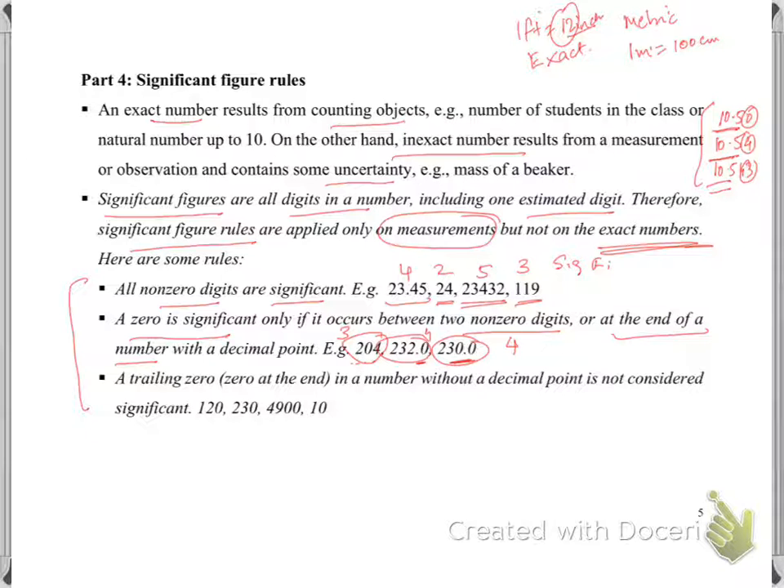A trailing 0, again, the 0 at the end is not significant if there is no decimal in the number. This is a trailing 0, trailing 0, trailing 0, trailing 0. They are not significant because there is no decimal. So this number has 2 significant figures, 2 significant, 2 significant, 1 significant figure.